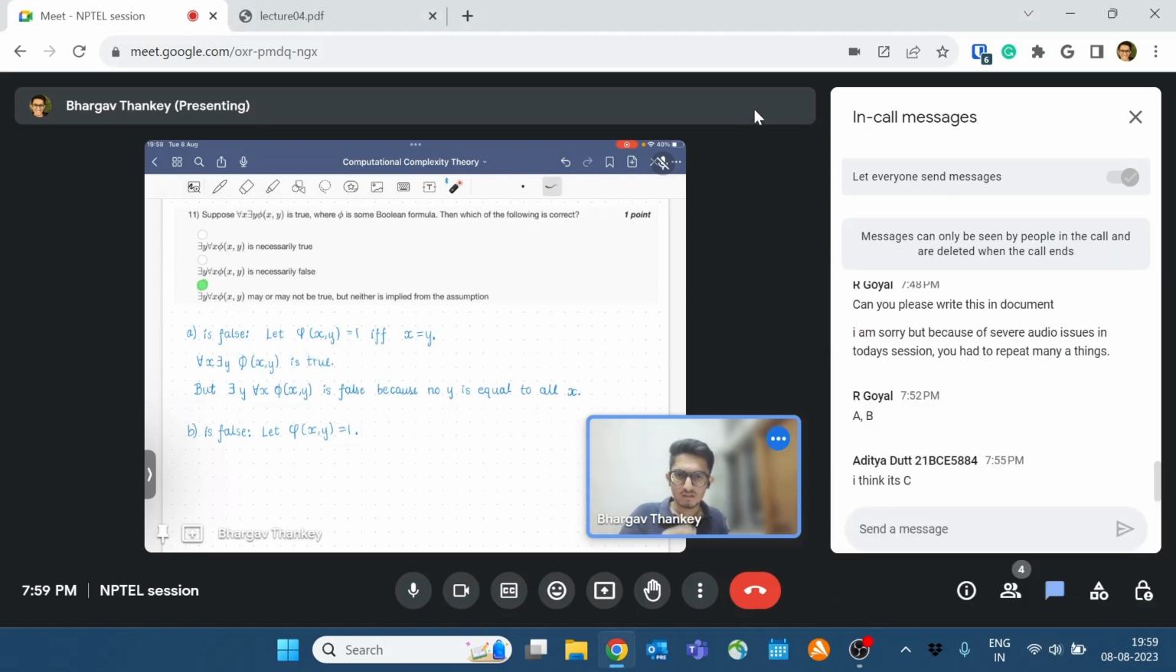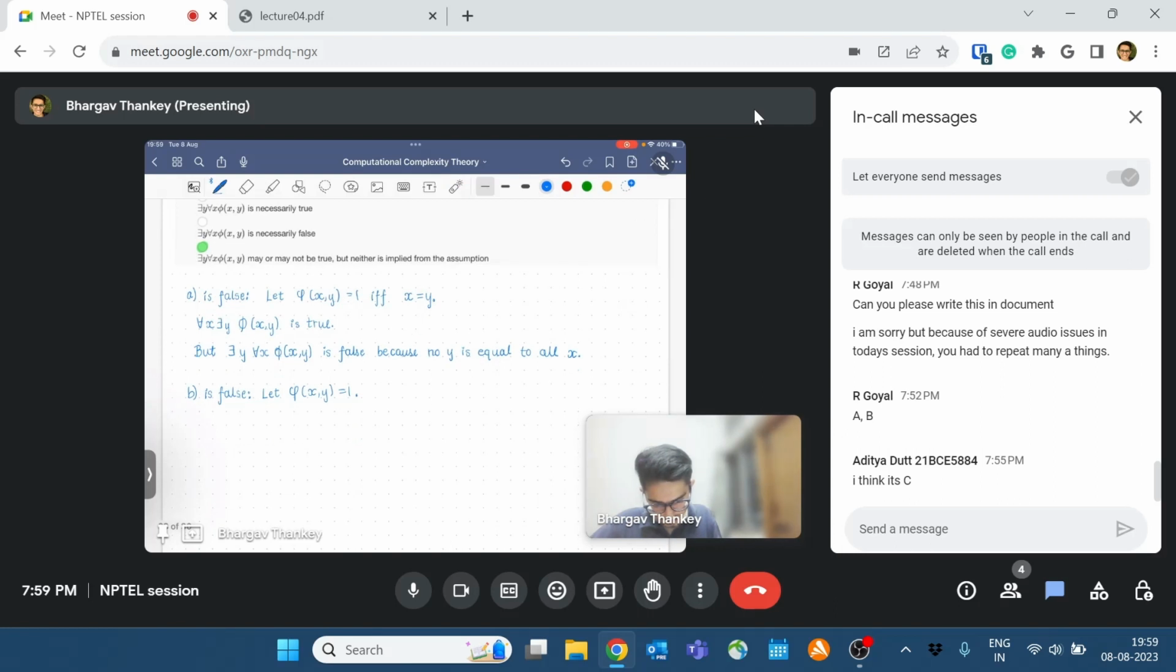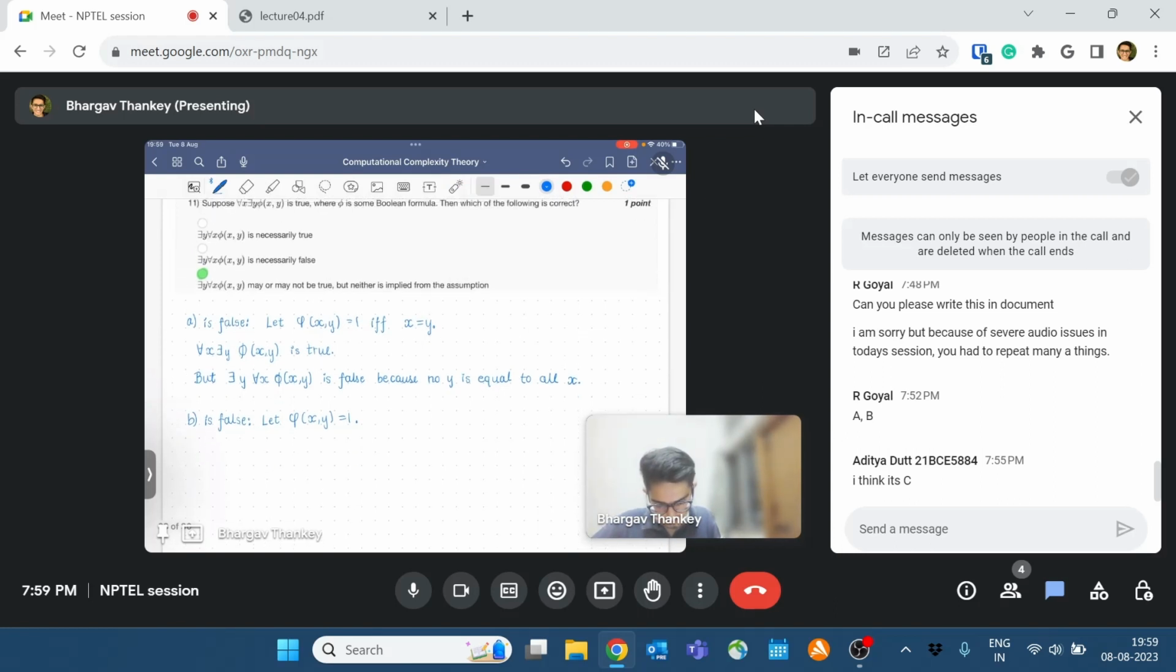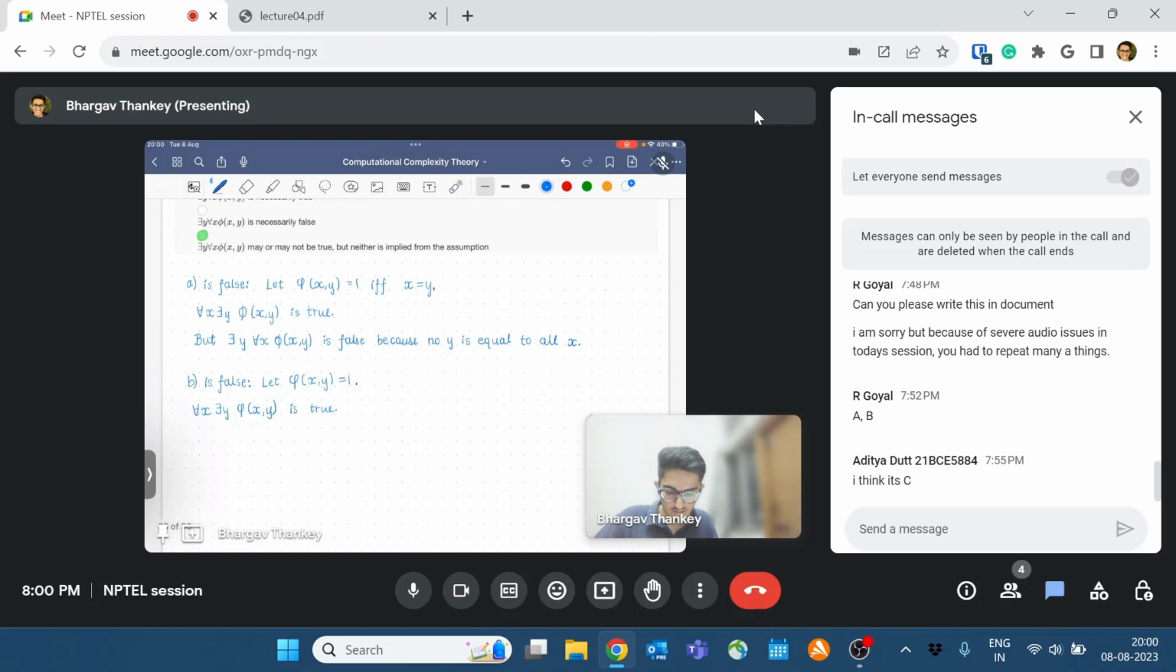Okay, am I audible? Can you explain this? It's not clear that if you simply write phi of x y is equal to 1, it shows that this is true for all x, and there exists some y for which this is true. And this is necessarily false. For all x, there exists y, phi x y is true.